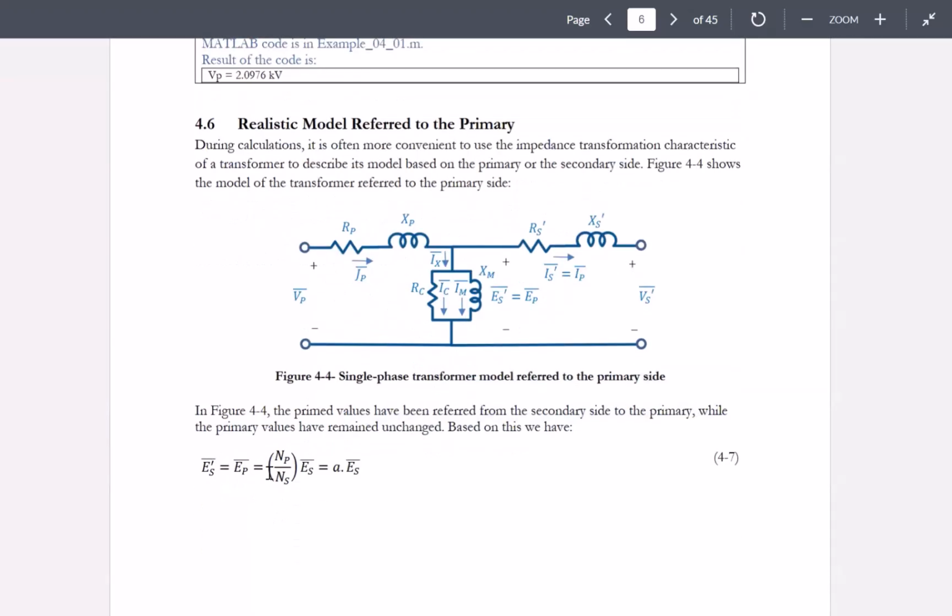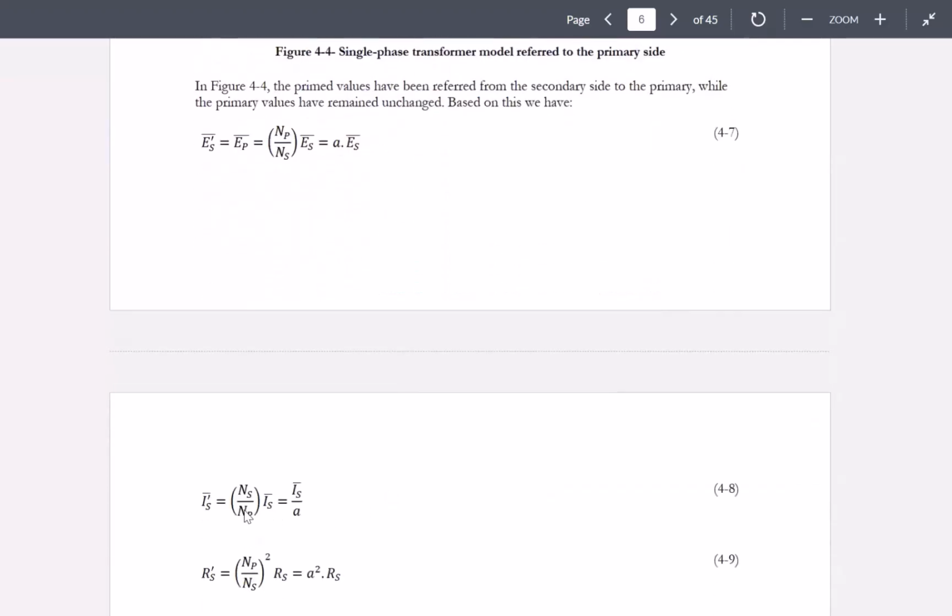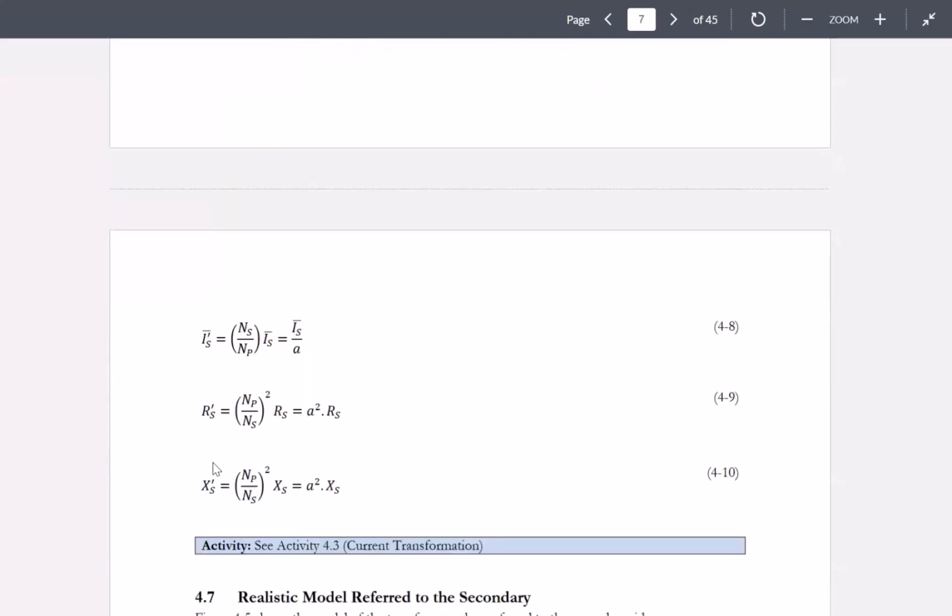ES prime is equal to EP and is really based on the turns ratio of the transformer, which is NP over NS times ES, or A times ES. For the currents, that's the reciprocal relationship. So that becomes NS over NP times IS. For the impedance, that's the same format as the turns ratio with a square factor. When we transfer impedances, do not forget the square factor in here.